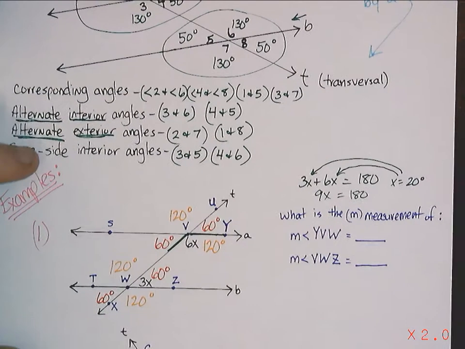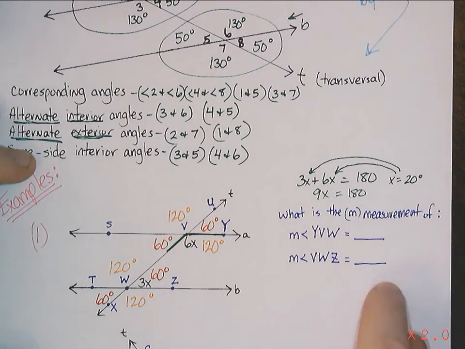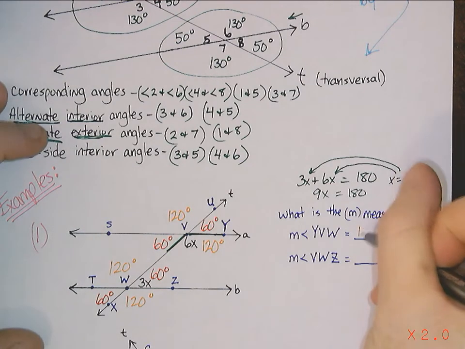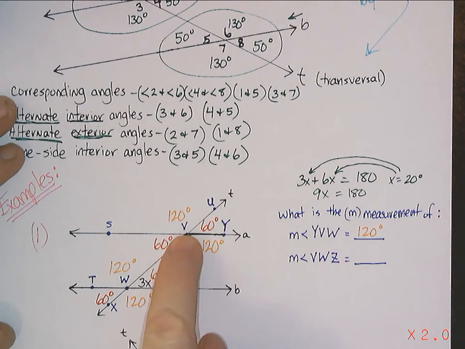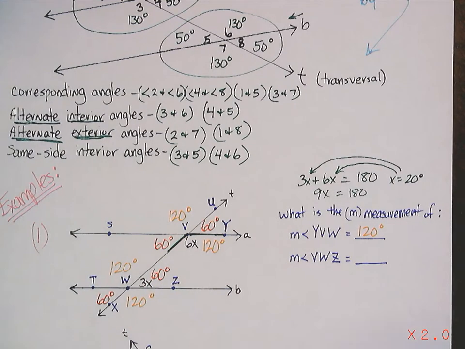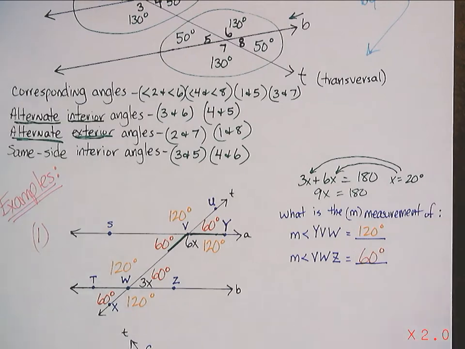And so once you've got that figured out, now you've got to plug in which one's which, right? So YVW is what? 120 degrees, right? It's obtuse. So write down 120 degrees. VWZ, okay, that's your 3x. That's basically going to equal 60 degrees. So you write 60 degrees. And that's it. Okay? So let's do one more example.